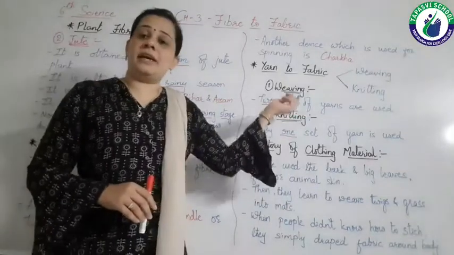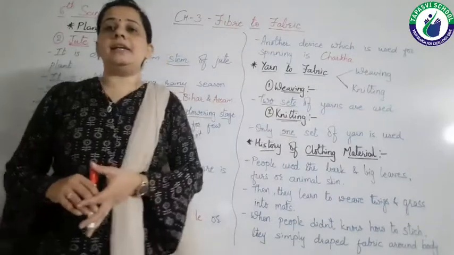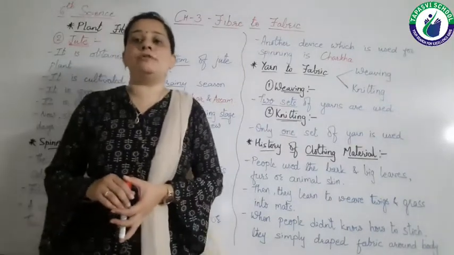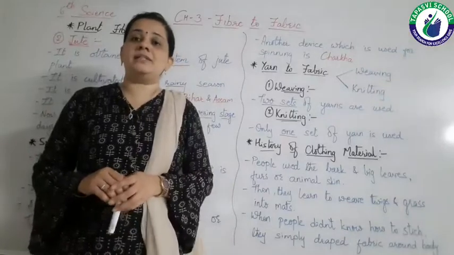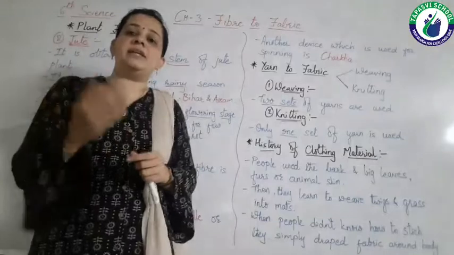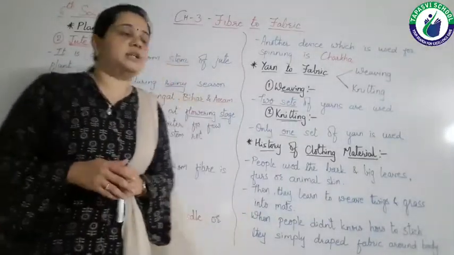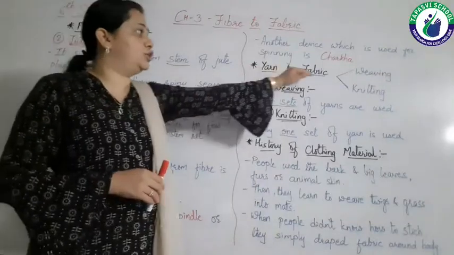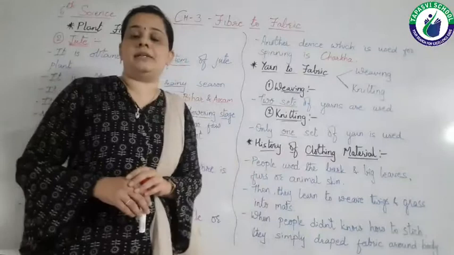Weaving is done with the help of looms, right? Knitting is also done with the help of machines or with the help of hands. We can knit a sweater by hand, and a sweater can also be knitted with the help of machines, right? Now the next topic after yarn to fabric is the history of clothing material.